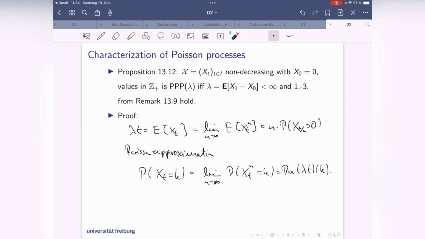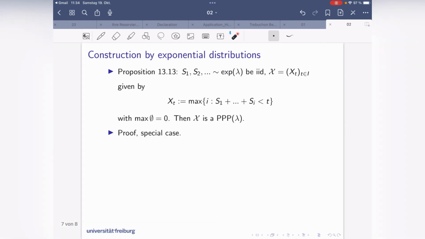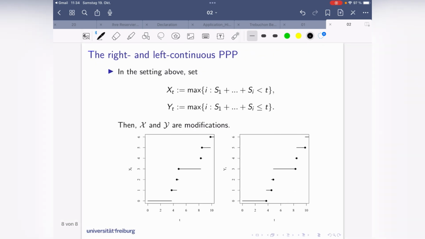Yeah, because what we wanted to show is that we start with properties 1 to 3 and we want to show it's a Poisson process, and that's what we just did. Then there is a special construction of the Poisson point process. And I show you this maybe along this picture here.